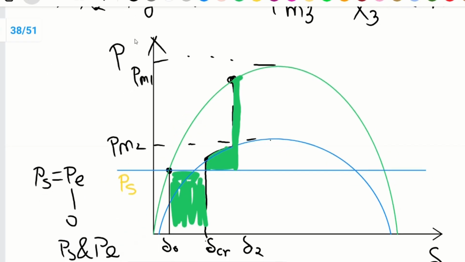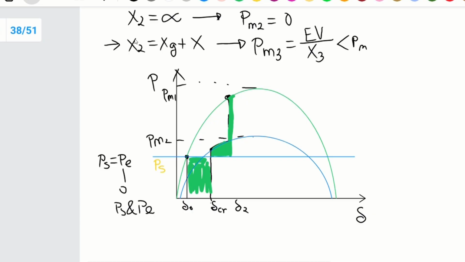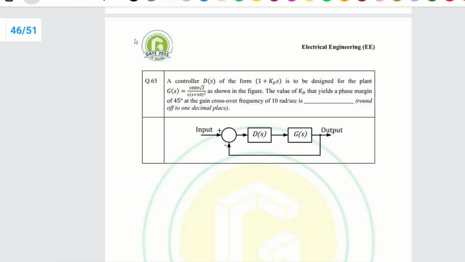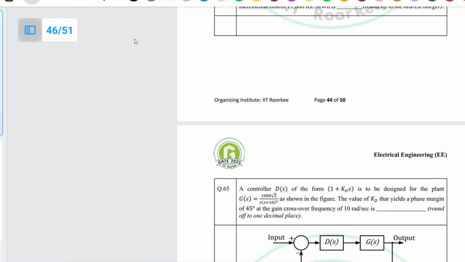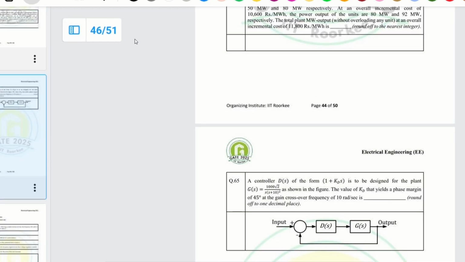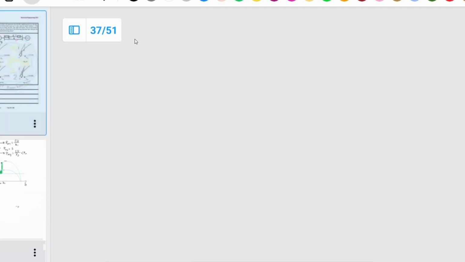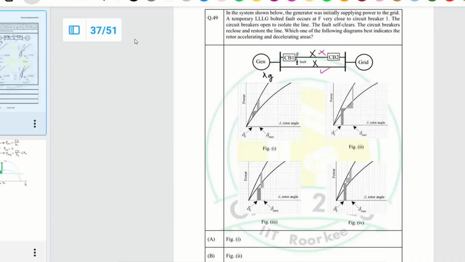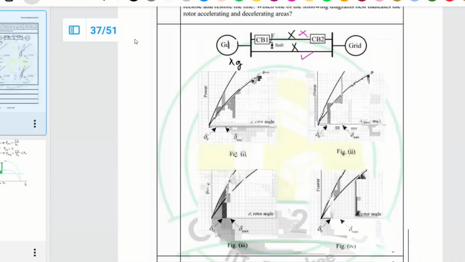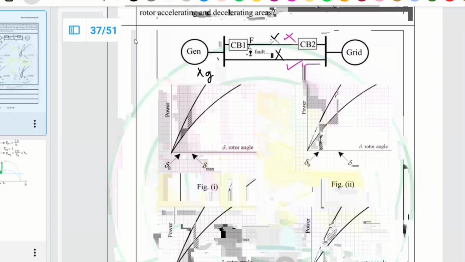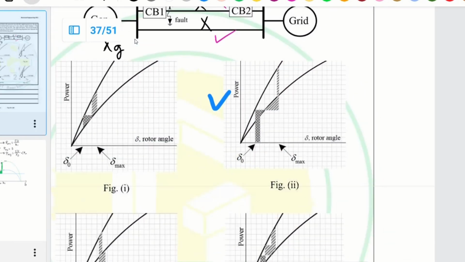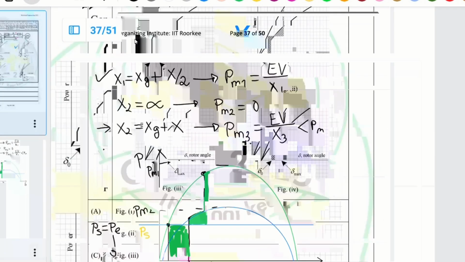Okay. So if we compare this diagram with the answers, we'll see the B option is appropriate, as you can see here. So the answer will be B. So that's how to tackle this type of question. We have to draw the power angle curve, and also different conditions have to be plotted. And this is how this question is done. Thank you.